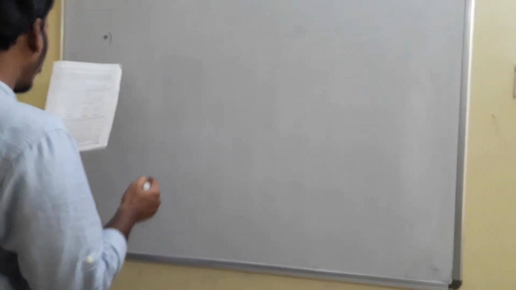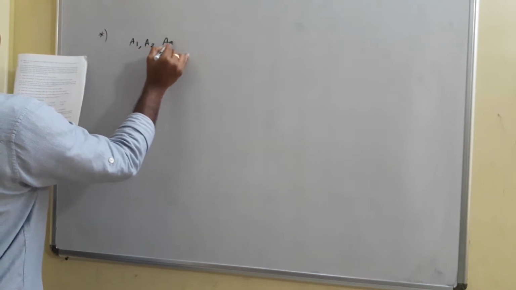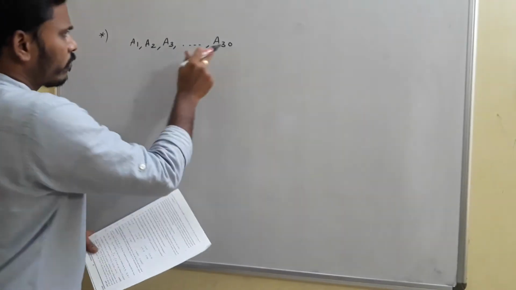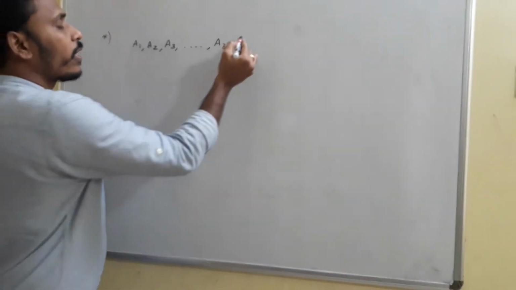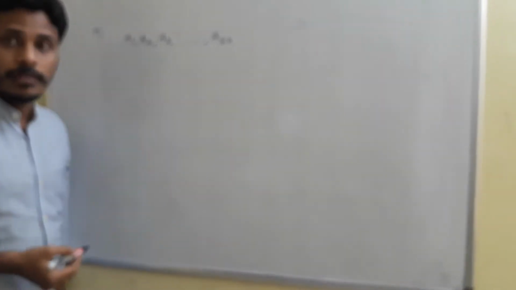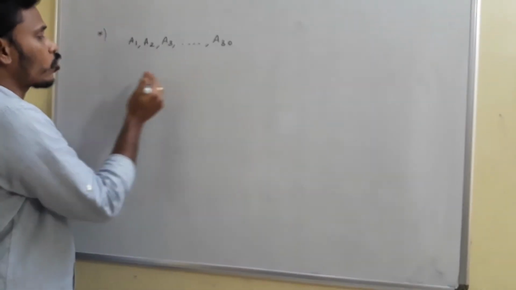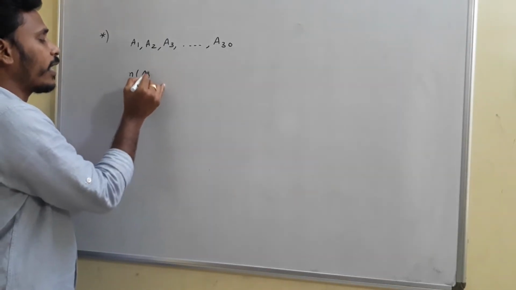So on A30, there are 30 sets, each having 5 elements. As per the given information, A1, A2, A3 and so on up to A30. As per the question, there are 30 sets named A1, A2, A3 and so on, and each has 5 elements, and that's why I will write it like this.